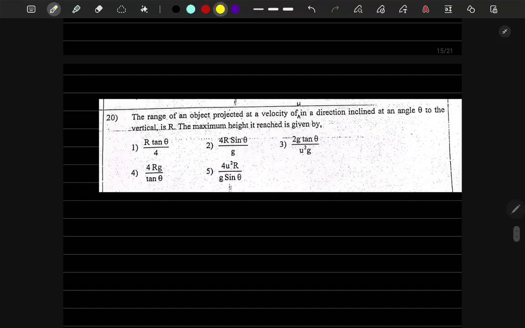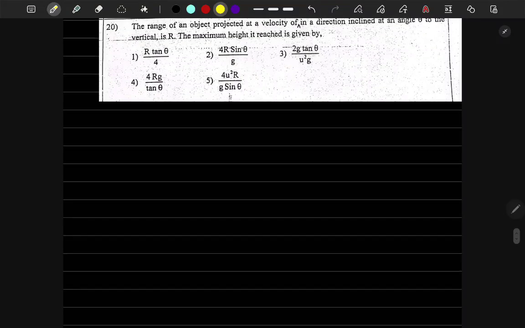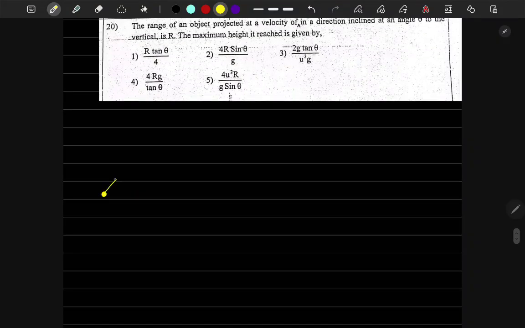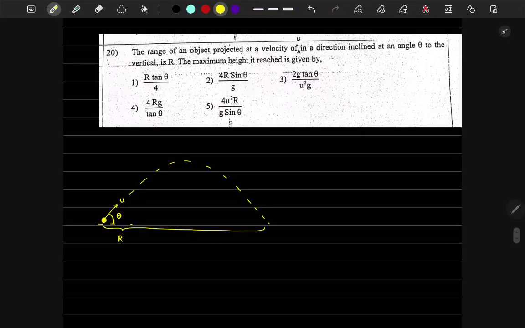Question number 20. In question number 20, they have given that the range of an object projected at a velocity u inclined at an angle theta is r. They are asking us the maximum height in terms of r and u and theta.